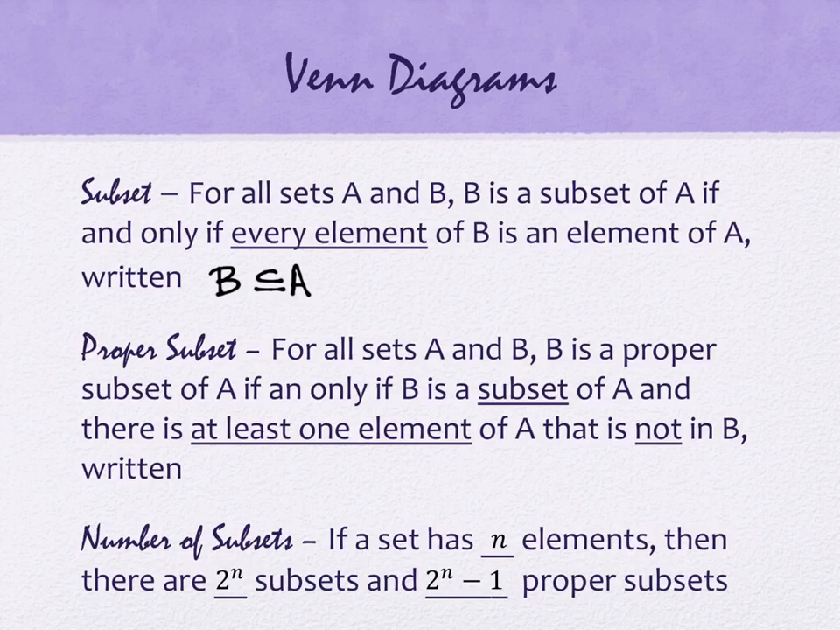Now, a proper subset: for all sets A and B, B is a proper subset of A if it's a subset, obviously, because that's part of the noun, right? Subset is the noun, proper is an adjective describing it. But it has to have at least one element of A that's not in B.